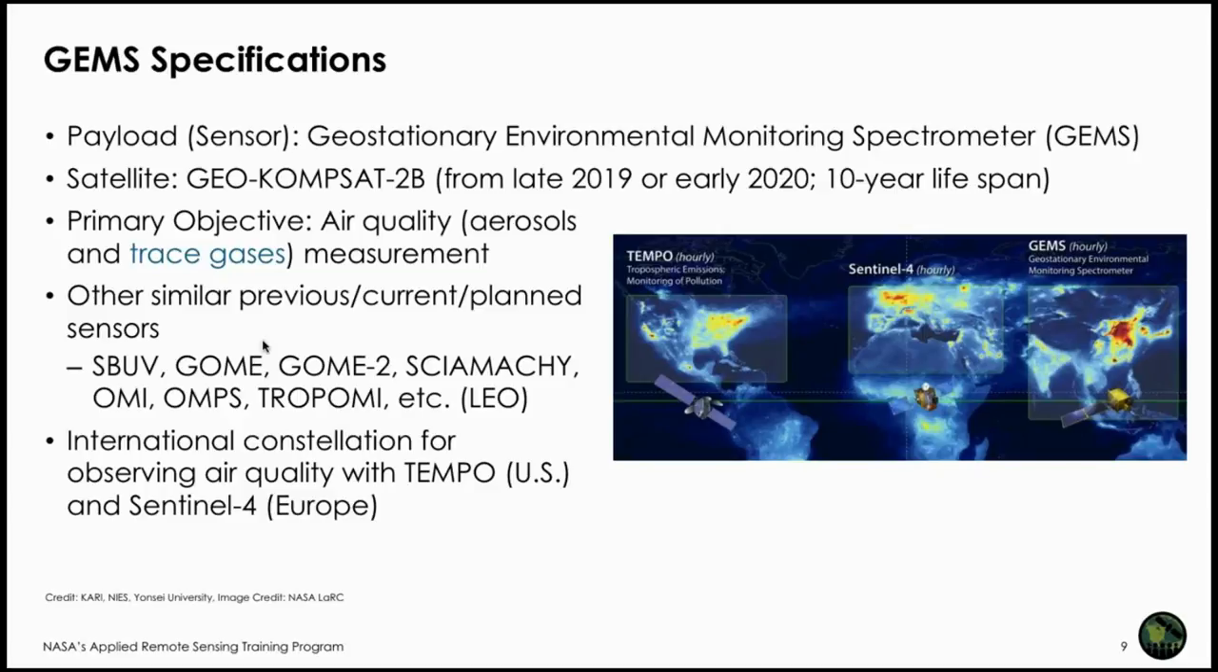Other similar previous, current, or planned sensors are SBUV, GOME, GOME-2, SCIAMACHY, OMI, OMPS, and TROPOMI, and all these sensors were and are on low Earth orbit also. So GEMS is the world's first geostationary air quality sensor for trace gases retrieval, over East Asia, next year. But there are also other geostationary air quality satellites, like TEMPO over the USA and Sentinel-4 over Europe. So this international constellation for observing air quality is now planned.